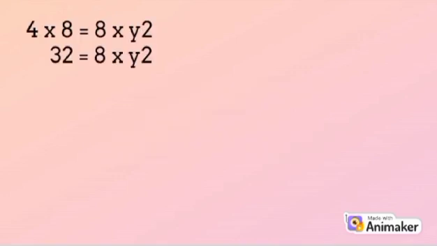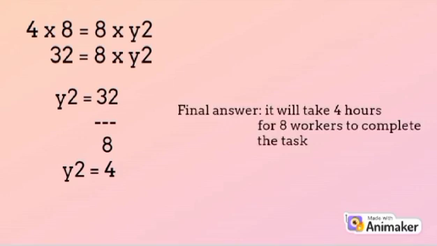After putting in the numbers, you can start cross multiplying. 4 times 8 equals 8 times Y2. This simplifies to 32 equals 8 times Y2. To isolate Y2, divide both sides of the equation by 8. Y2 equals 32 over 8, so Y2 equals 4. Final answer: it will take 4 hours for 8 workers to complete the task.